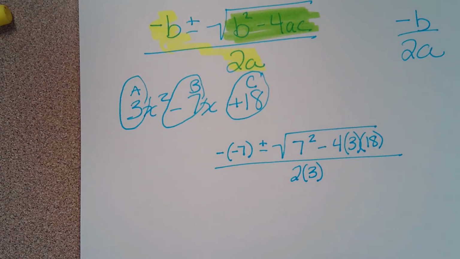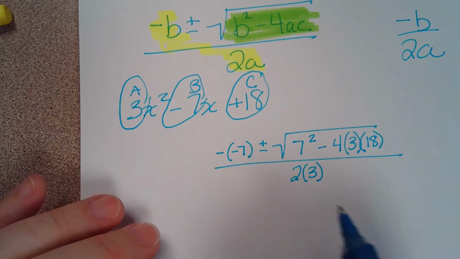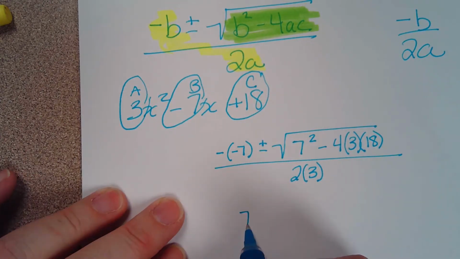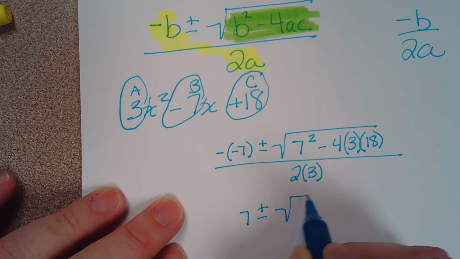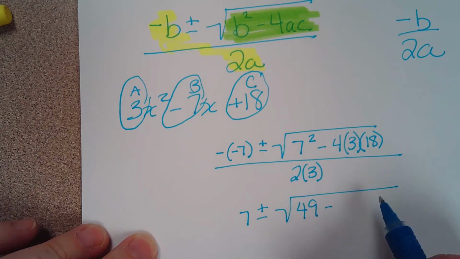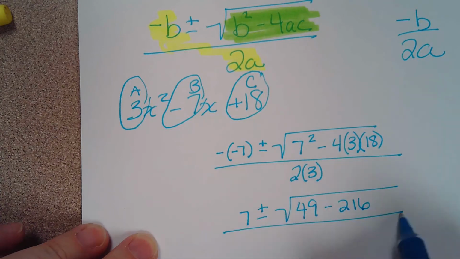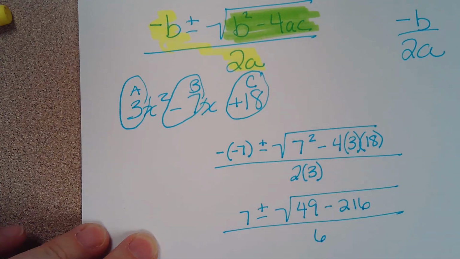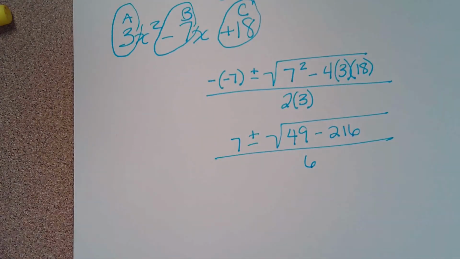Now we need to get the answer. Someone take a calculator and do the 4 times 3 times 18. I need somebody to be prepared to do that. You got it? Okay, 49 minus 216 all over 6. Now, what do we notice happened here? Do you see we got an issue?